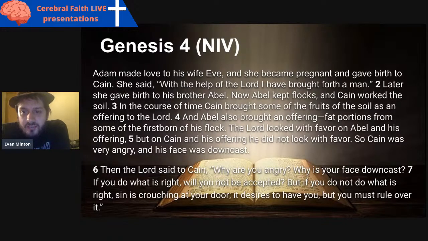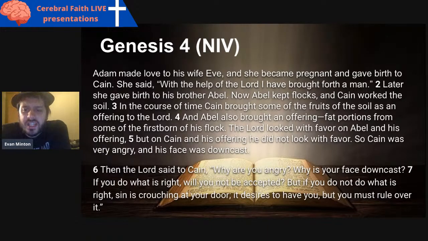In the course of time, Cain brought some of the fruits of the soil as an offering to the Lord, and Abel also brought an offering, fat portions from some of the firstborn of his flock. The Lord looked with favor on Abel and his offering, but on Cain and his offering he did not look with favor. So Cain was very angry, and his face was downcast.